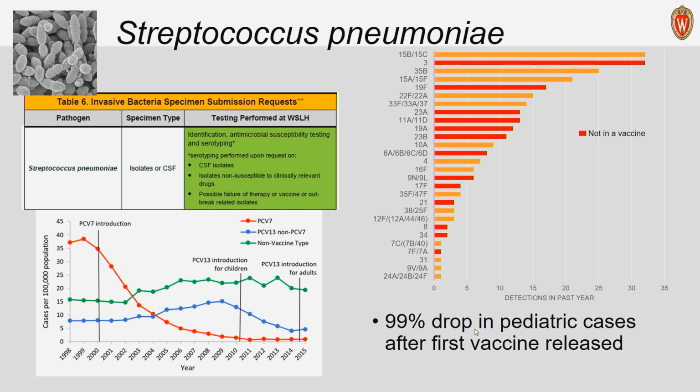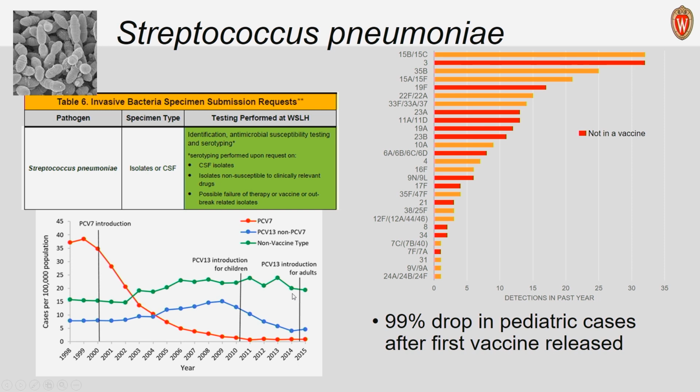Streptococcus pneumoniae fits in several categories. It's vaccine preventable, it's invasive, it's antimicrobial resistant, so all the things together, so I'm just kind of throwing it in this spot. But this is an interesting one where we saw, thanks to vaccination, a 99% drop in pediatric cases after the first vaccine was released, and that's the PCV7. And since then, we've had some additional ones, PCV13, and now there's PCV20 out there, and they've continually added more and more serotypes.